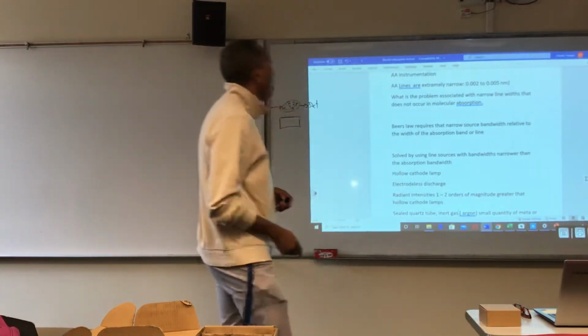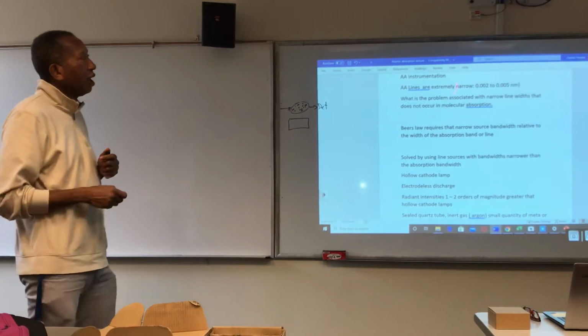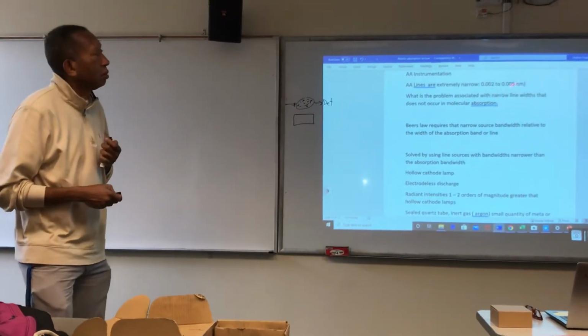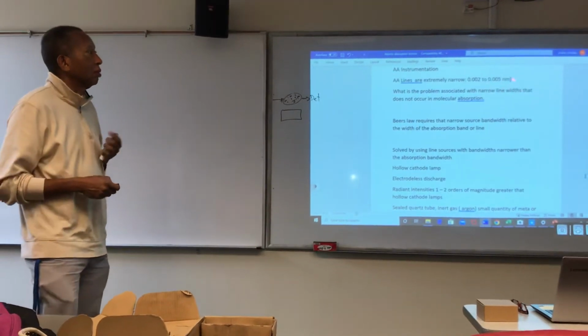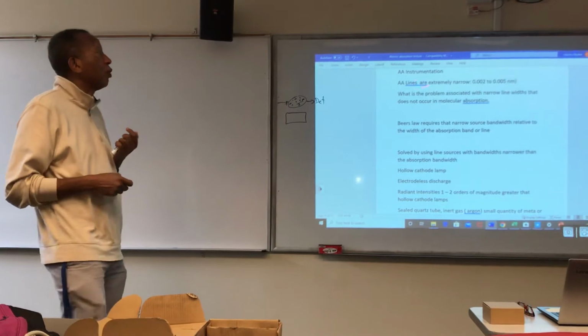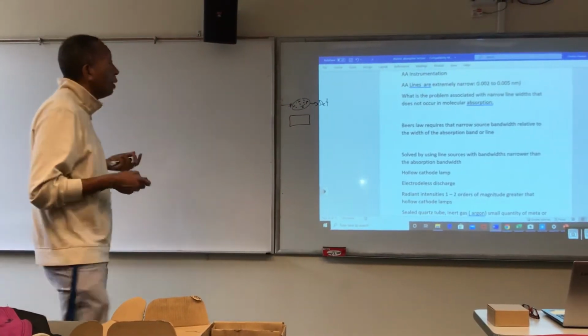What does the instrumentation look like? We hinted at it before. The atomic lines are narrow. Look at it, it's 10 to the minus 3 nanometers. So it's a very narrow beam. Atomic lines are extremely narrow, and we spoke about that.